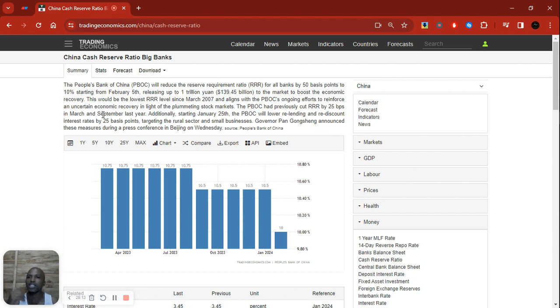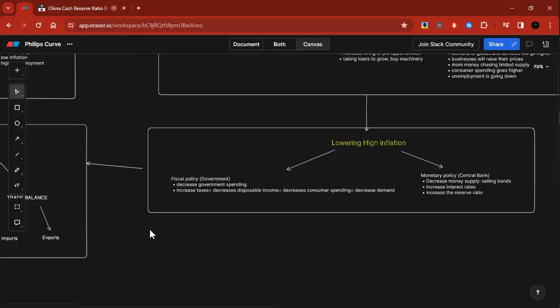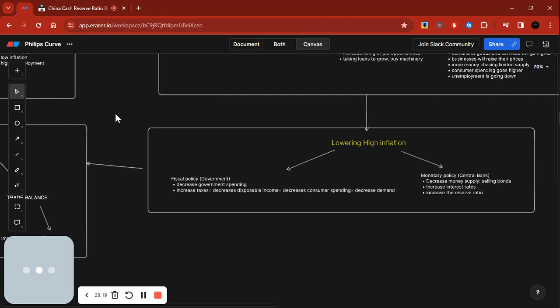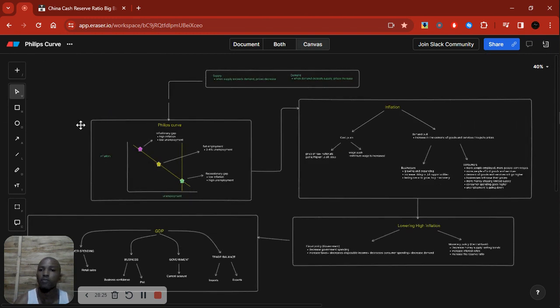So in this case, what do you then do? You then look to sell the Chinese currency, right? But this is just one example, and like I showed you, when it comes to their actual inflation, it's in the negative. So inflation is low, so looking at the Phillips curve, we are more to the right, toward the recessionary gap. So this is how you put everything together. Now you see the direction of the Chinese economy.